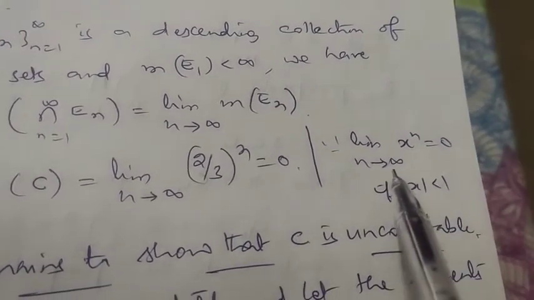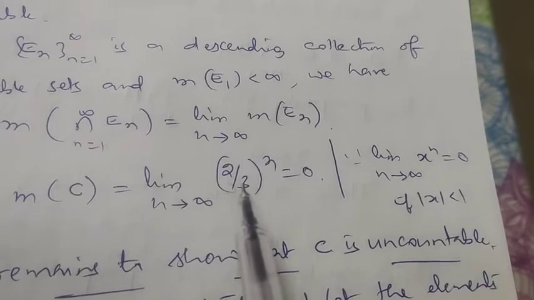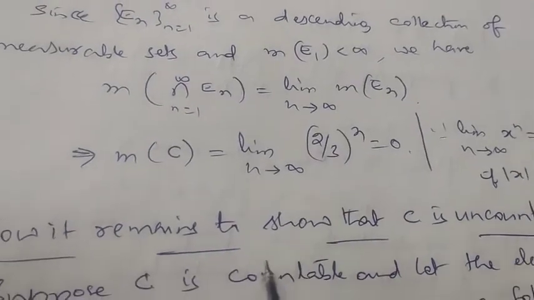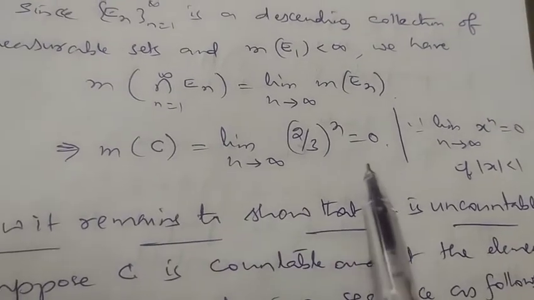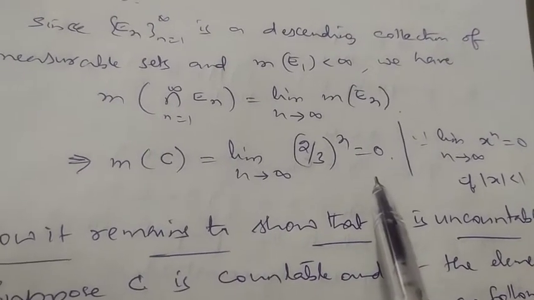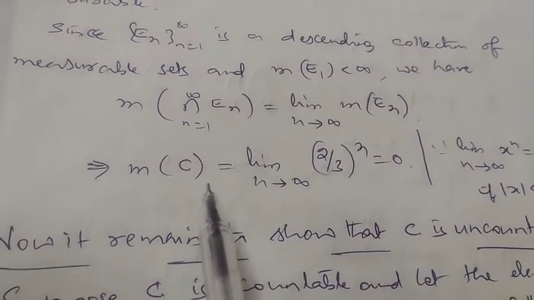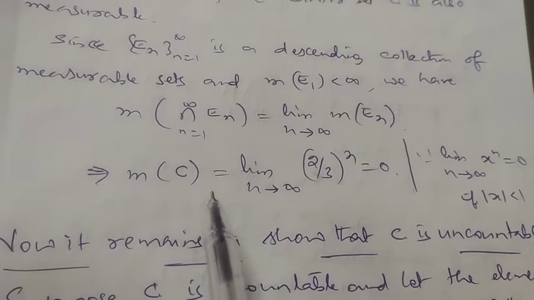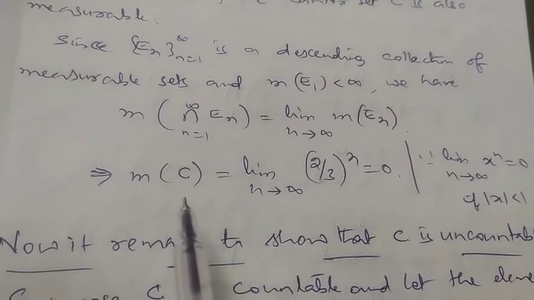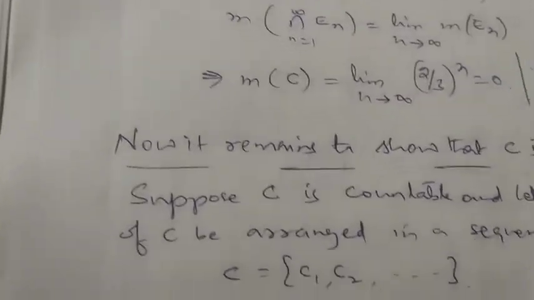Because you know that the limit as n tends to infinity of x^n is 0 if |x| is less than 1. Here |x| means 2/3, which is less than 1. So now we have constructed a set of measure 0. Now we need to show that this Cantor set C is uncountable. Then we have the required proof of an uncountable set of measure 0.